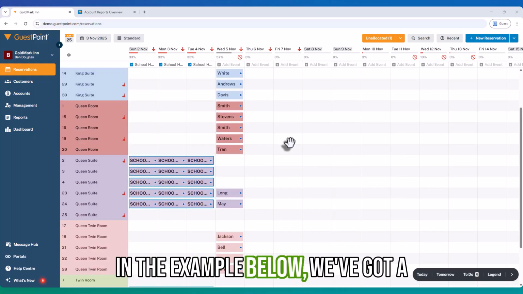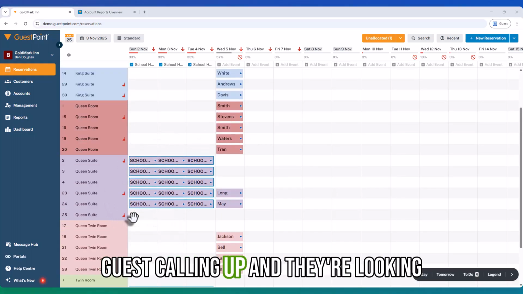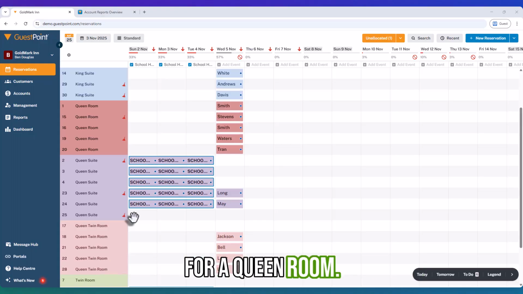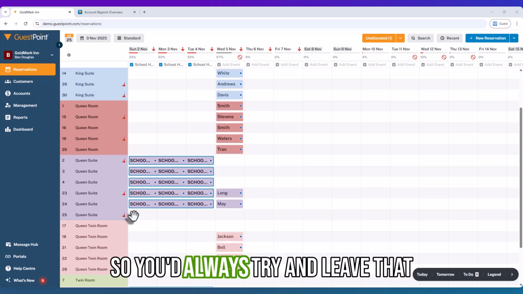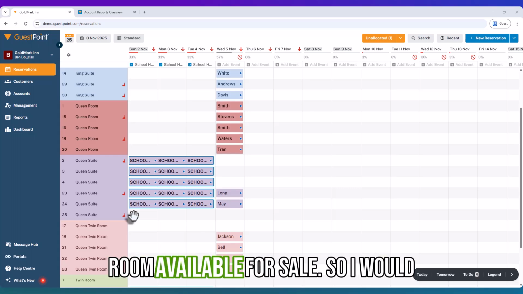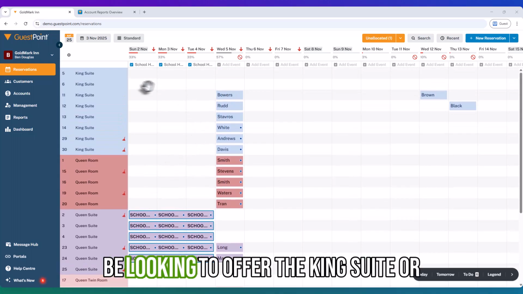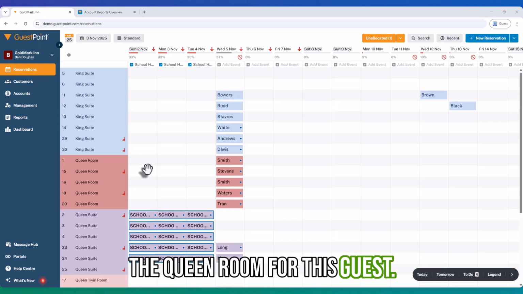In the example below, we've got a guest calling up and they're looking for a queen room. You've only got one queen suite left. So you'd always try and leave that room available for sale. So I would be looking to offer the king suite or the queen room for this guest.